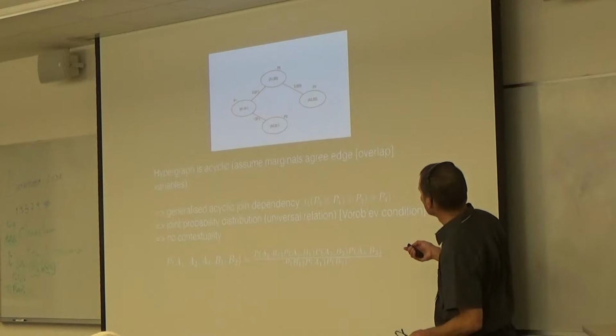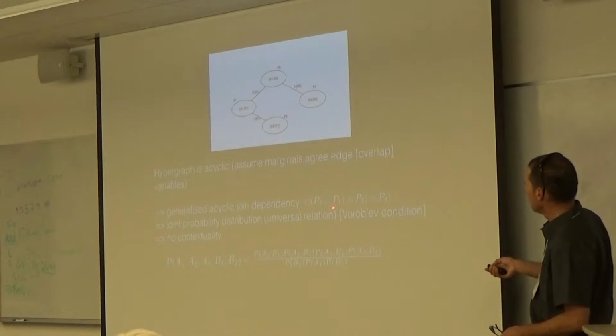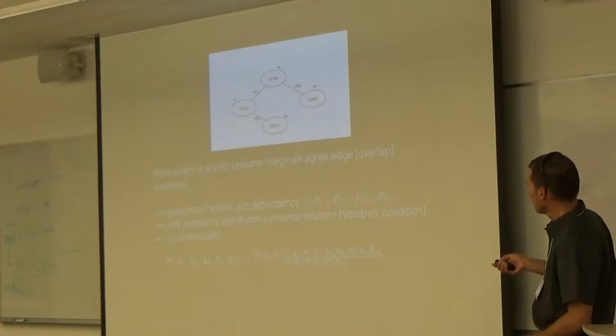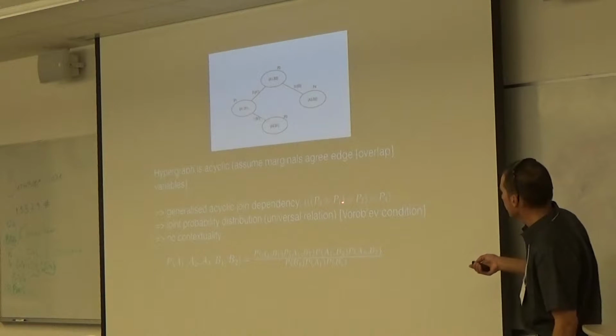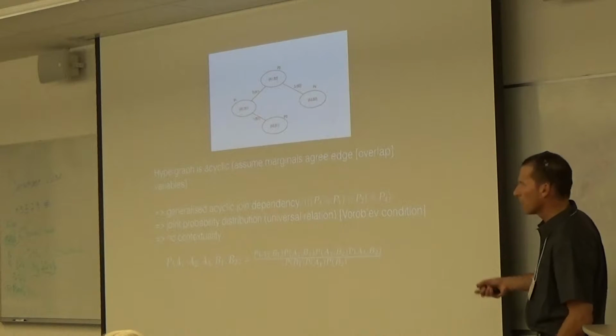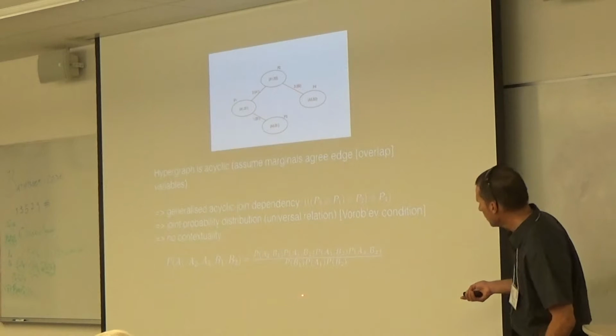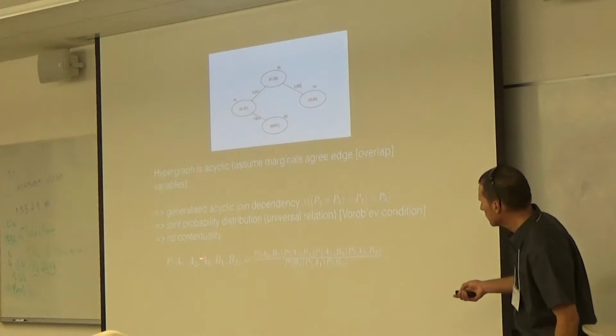So you can see that we have an acyclic case, and essentially you can start with P3, and then you can go to P1, to P2 and P4, and then what you get is a generalized acyclic join dependency which has a form like this. And then it's easy from this generalized acyclic join dependency to construct a joint probability distribution that corresponds to the universal relation. And this is essentially what it looks like.